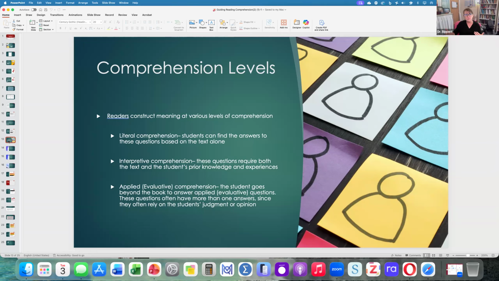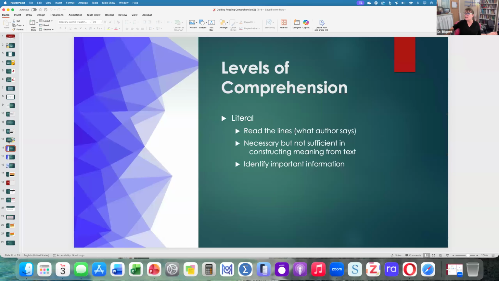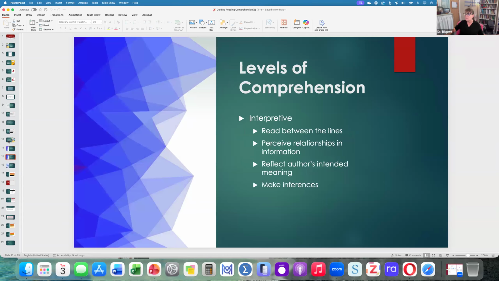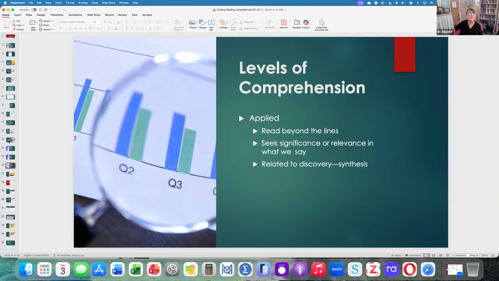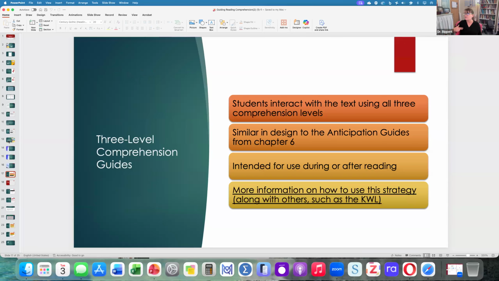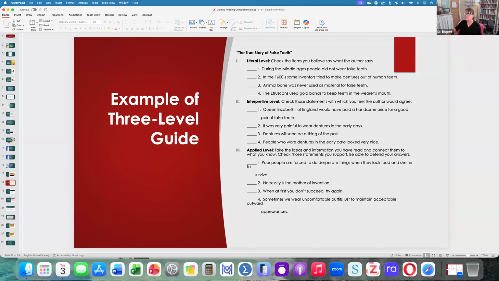So these three levels play into the next strategy we're going to talk about. I'm not going to go into too much of this. If you want to read more about literal, interpretive or applied, knock yourself out. It's really interesting stuff, and it's really going to help you when you start asking your students questions when you're teaching in the classroom. But kind of going further, here's an example of something you can do with students.